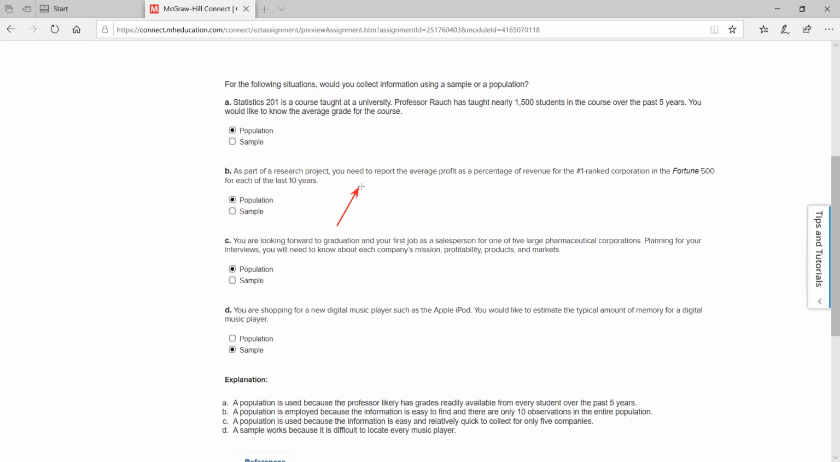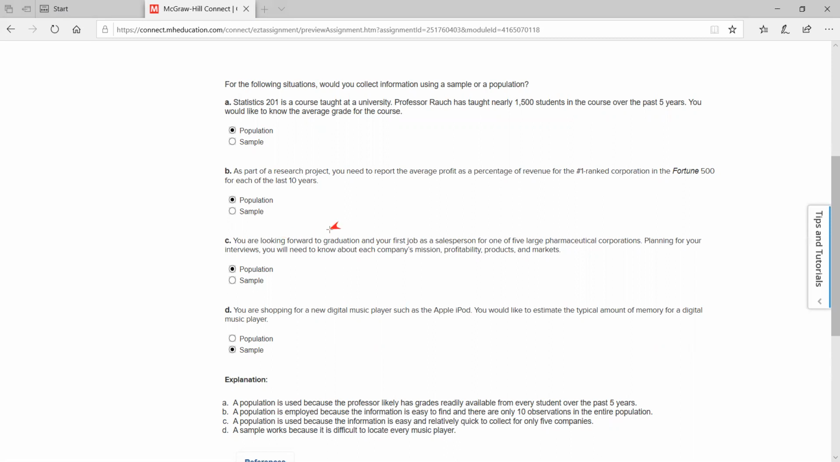Second one, part of a research project, you need to report the average profit as a percentage for the number 1 ranked corporation in the Fortune 500, for each of the last 10 years. Again, this is going to be from the population. Again, there's only going to be, I think, 10 observations over 10 years.